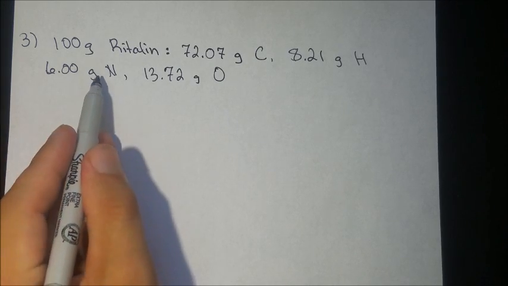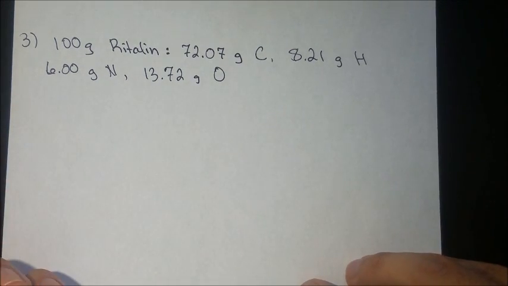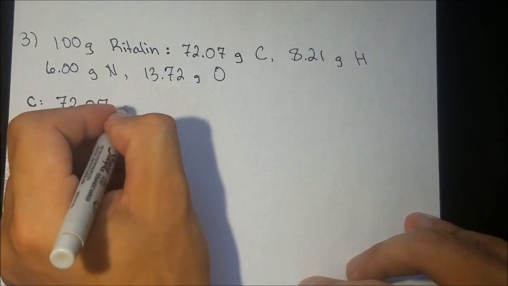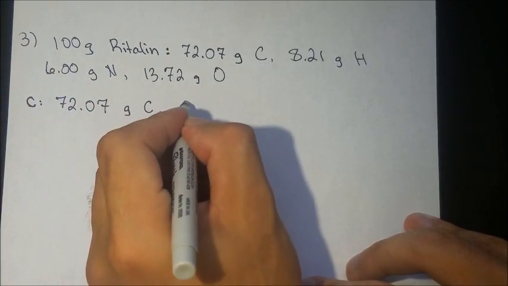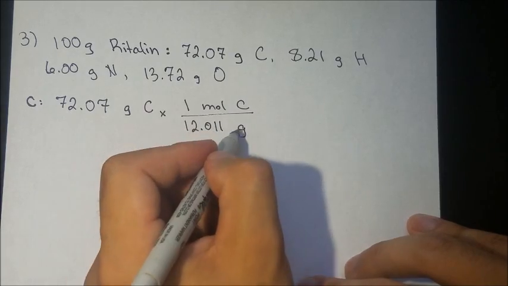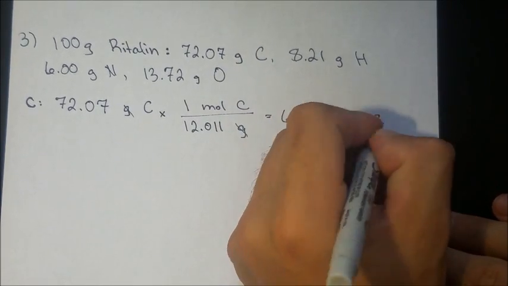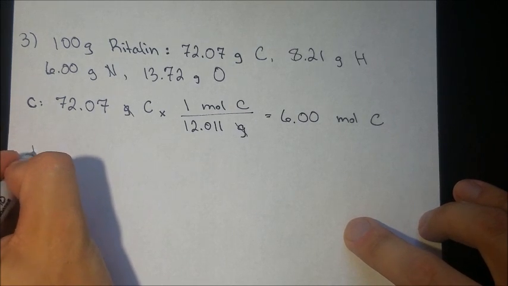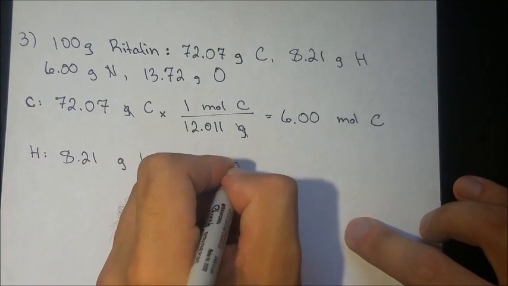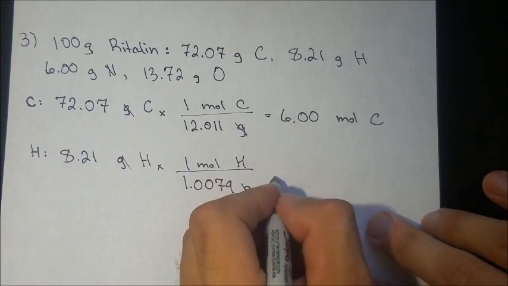So what we want to do in this situation is we want to take advantage of the same idea, and we want to go from grams of all of these into moles. And the way we're going to do that is just visit the periodic table. So I'm going to show carbon here first. So I've got 72.07 grams of carbon, and a mole of carbon weighs 12.011 grams. So my grams are going to cancel, and here what I get turns out to be 6.00 moles of carbon. And I can do the same thing for hydrogen, where I've got 8.21 grams of hydrogen, and every mole here weighs 1.0079 grams. Grams cancel, and now we're in moles of hydrogen.